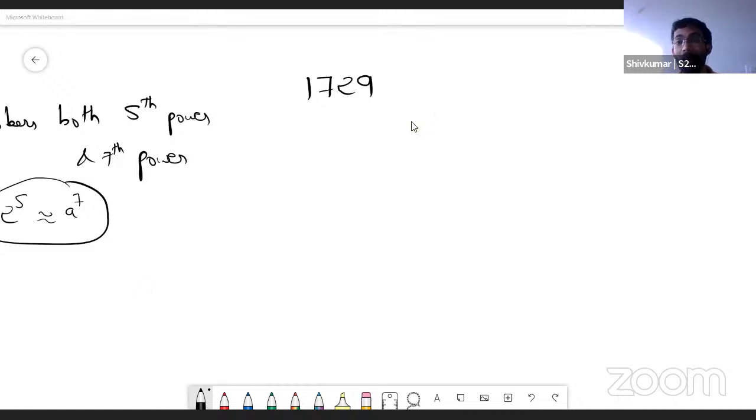Ramanujan number. Exactly. Fantastic, fantastic. So this number is, as you said, a Ramanujan number. This is a taxi number. Exactly. Yes. So can you tell something more about this number, about the significance of this number?